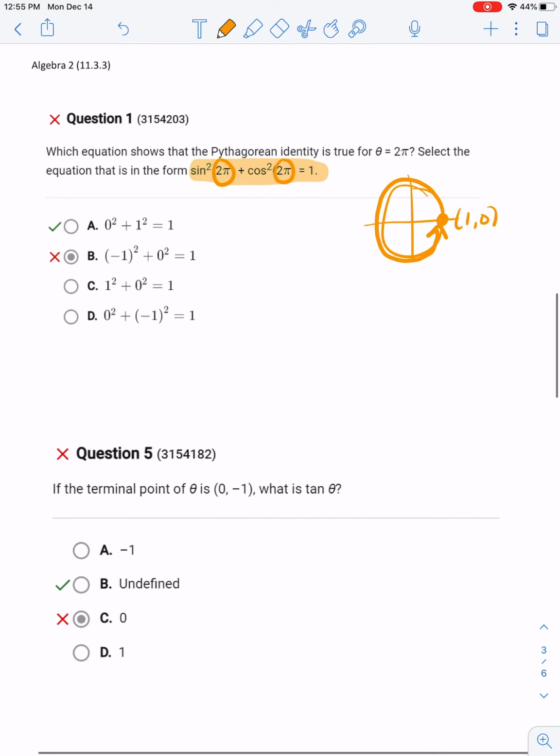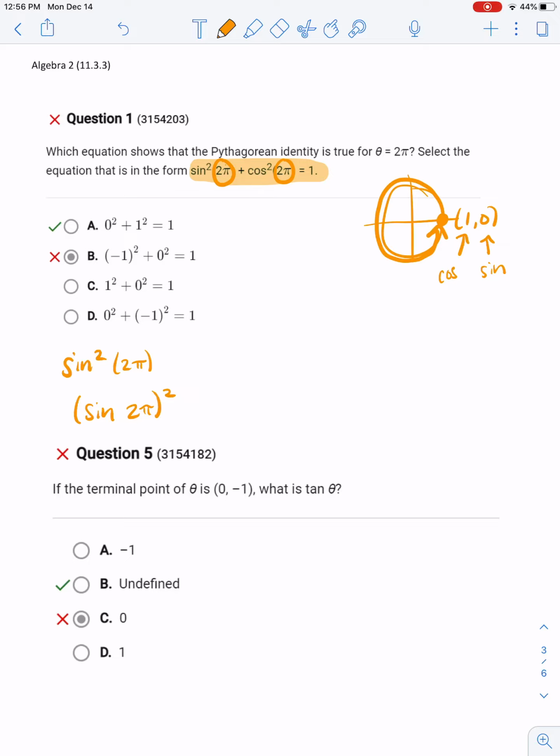Okay? So, again, we just said that the x value represents the cosine, the y value represents the sine. So what I'm going to do is plug in those values into this equation. Now this is kind of written weird. When it says sine squared 2 pi like that, it really just means the sine of 2 pi, that whole thing squared.